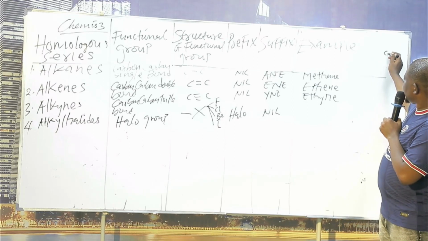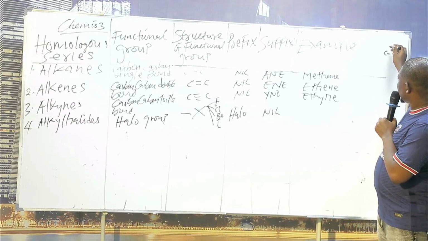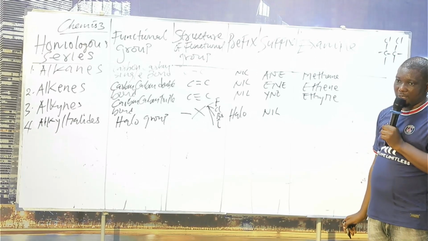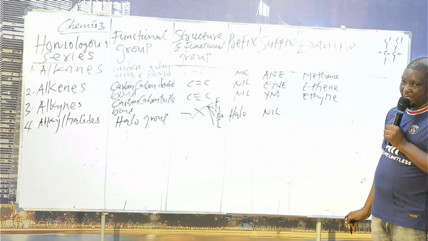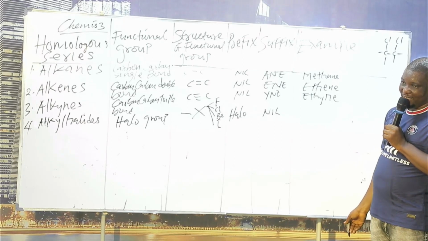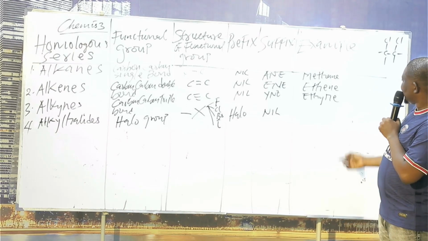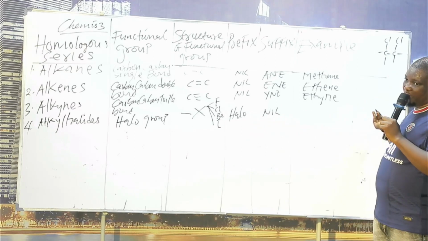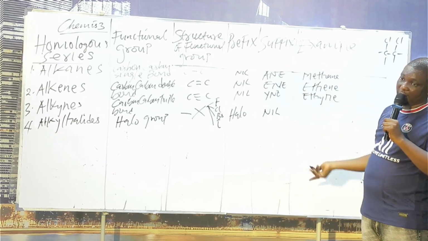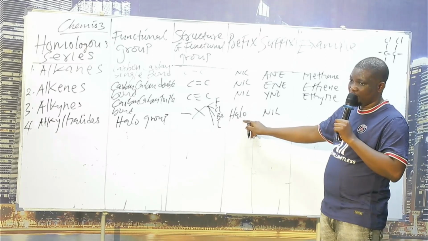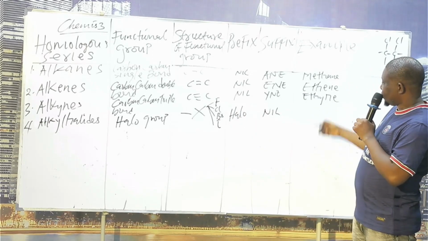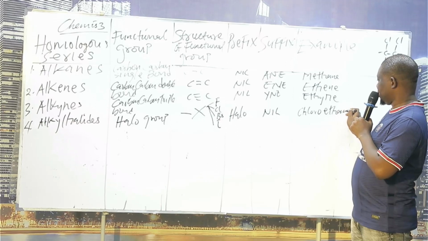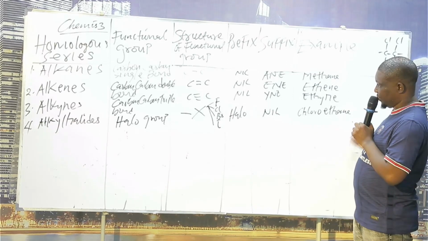I'll give you an example now. What do you call this? Dichloroethane. So you see that the chloro is the first prefix. There is no suffix. Their suffix is ane, so it's not their own. So they have halo beginning, no ending. Example: chloroethane. This is the prefix, no suffix.